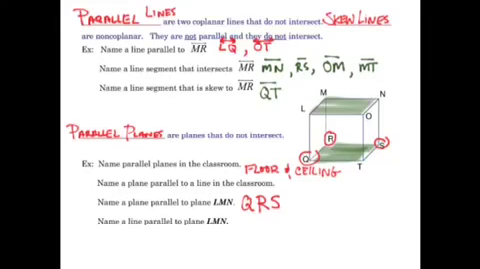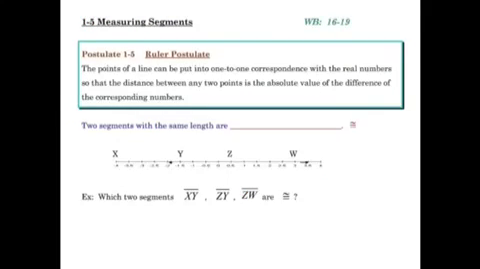I'd pick three points and name the plane. And then a line parallel to plane LMN, well, LMN is again on the top. If I take QR, that would work. QT, that's going to work. There's going to be more as well.